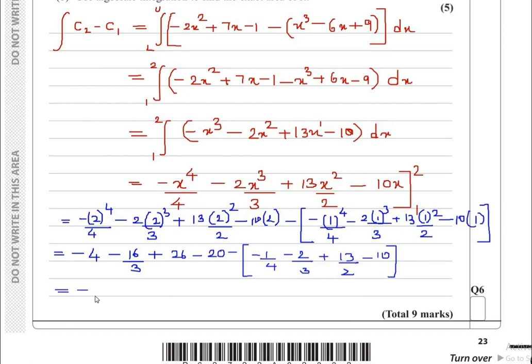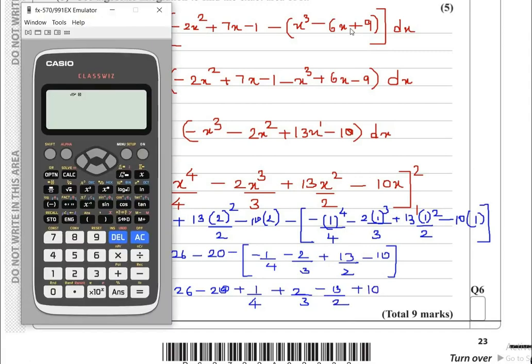You can further simplify the negative signs. Negative 16 over 3 plus 26 minus 20 plus 1 over 4. Minus of minus is plus 2 over 3. And minus of plus is minus 13 over 2. Minus of minus is plus 10. Let us put it in the calculator and check what we get.